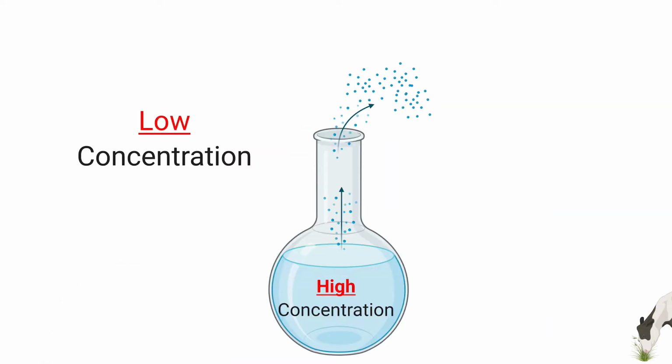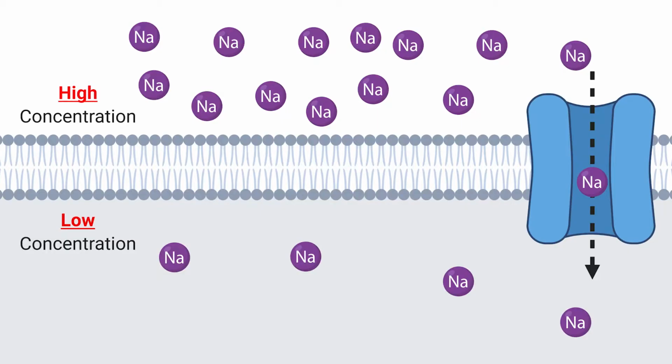When you open a perfume bottle in a room, the scent slowly fills the space. That is because there is way more scent in the bottle than in the room. The perfume molecules diffuse passively out of the bottle, looking for an equilibrium, where the concentration of perfume inside the bottle is the same as outside. Molecules work the same way across a membrane.